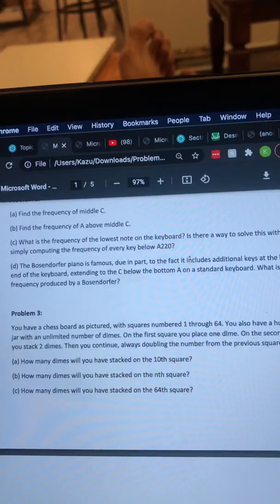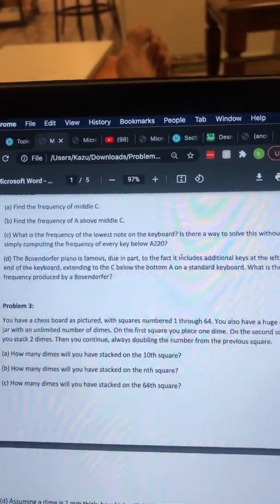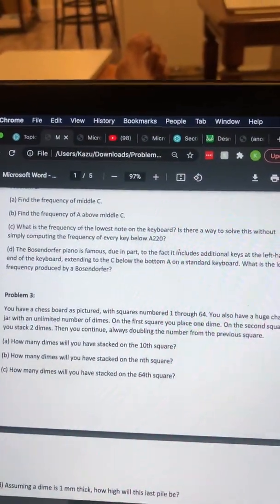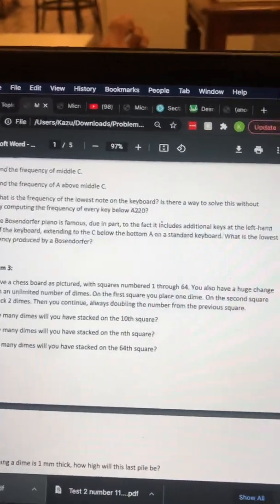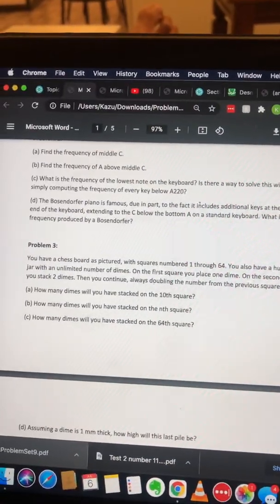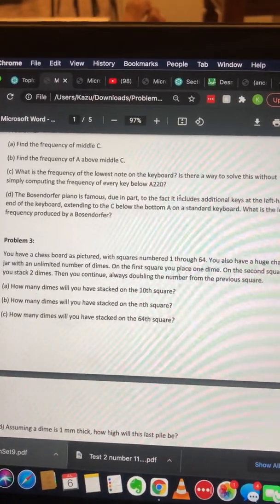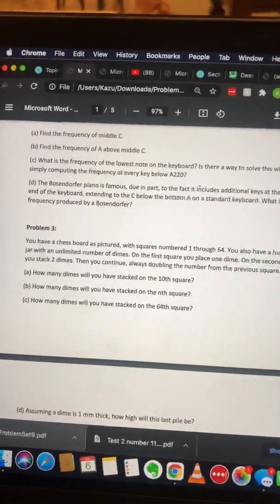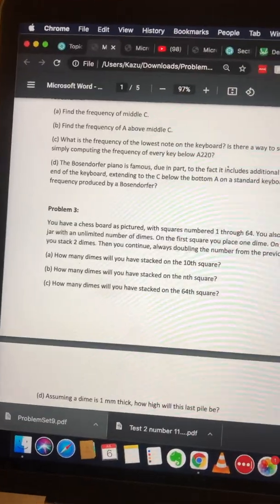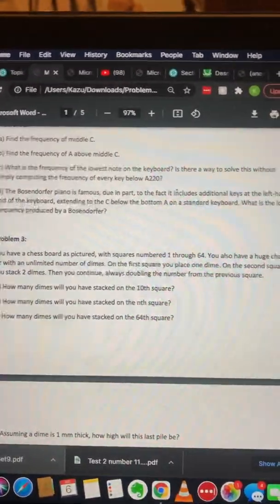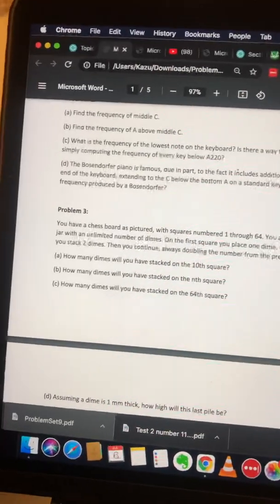And then the last part of the question: the Bosendorfer piano is famous due in part to the fact it includes additional keys to the left-hand end of the keyboard, which is the lower end, extending to the C below the bottom A on the standard keyboard. What is the lowest frequency produced by a Bosendorfer? In order to solve this problem, you have to have some sense of music theory again. But I've made this easy to understand, hopefully.